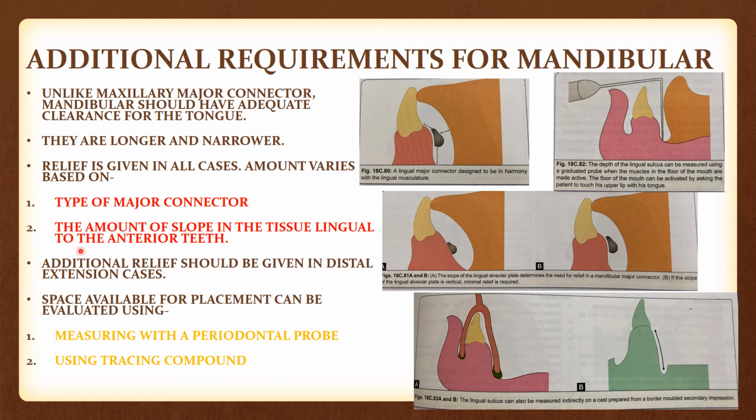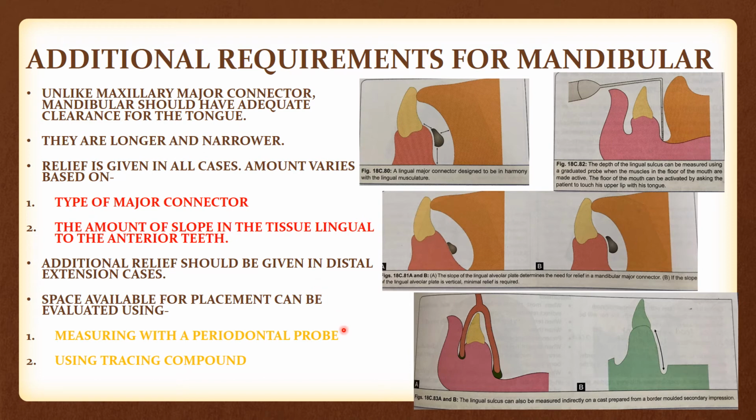The second is the amount of the slope in the tissue which is lingual to the anterior teeth. Depending upon this, the amount of relief varies. Then additional relief should be given in distal extension cases. Distal extension cases are nothing but Kennedy's class 1 and class 2. Distal extension is when it is tooth bounded on one side and tissue bounded on the other side. So it's like class 1 and class 2 where there is an edentulous space which is present posterior to the remaining natural teeth.